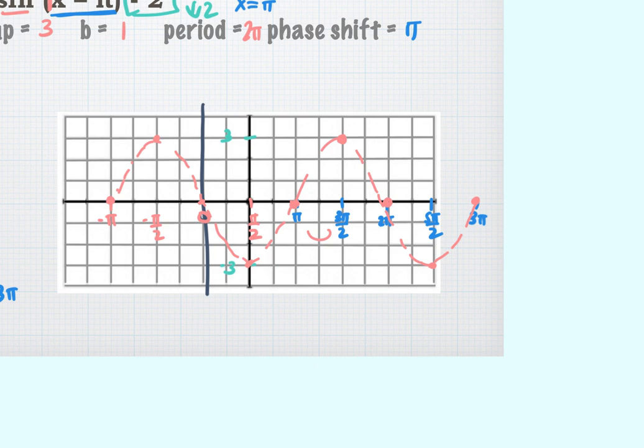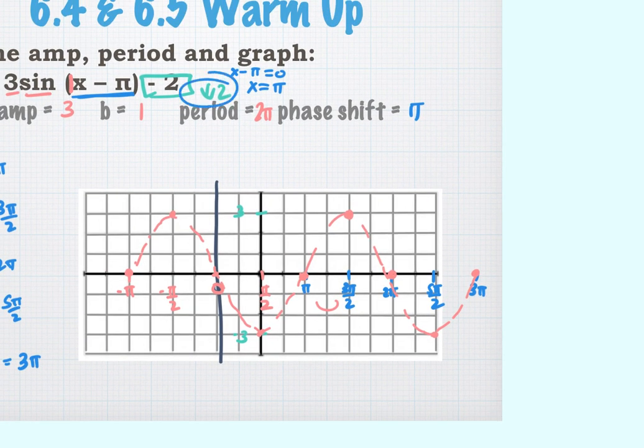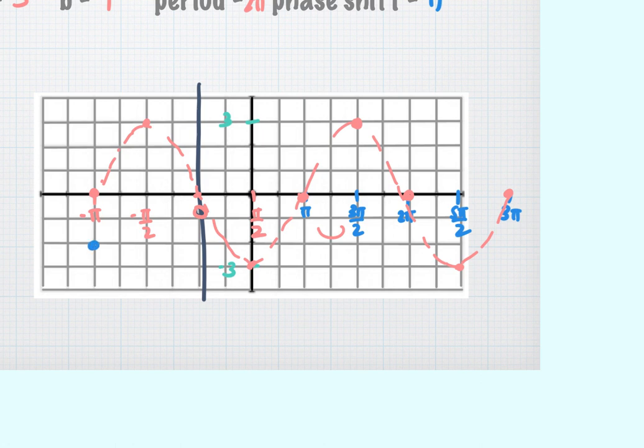And then because it is a shift down 2, I am taking every single coordinate point and shifting it down 2 places. And then there's my new curve. And that would be your final answer.